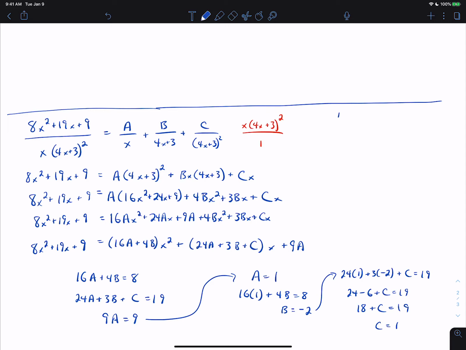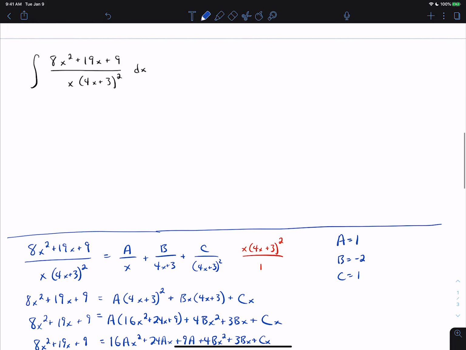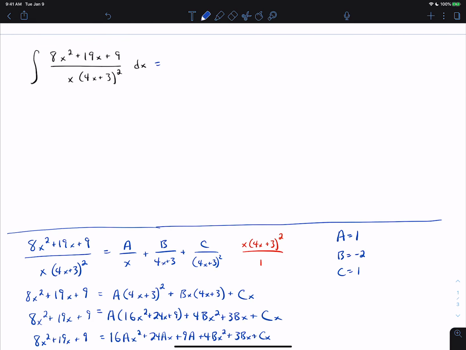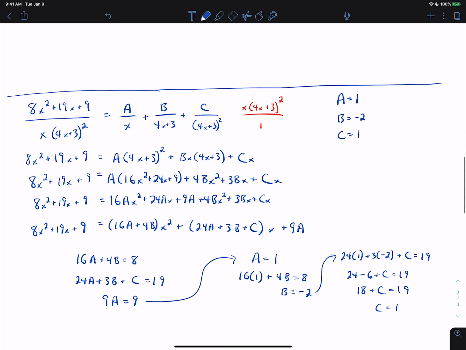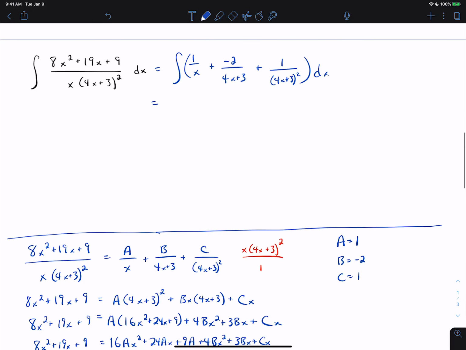So we've got, I'm going to write it up here just so we'll be able to see it. We've got a is 1, b is negative 2, and c is 1. We go back up and rewrite this as the integral of 1 over x plus b, so negative 2 over 4x plus 3, plus c, so 1 over 4x plus 3 squared, dx. Now we have more to do on this problem, but this work is to get that decomposition.